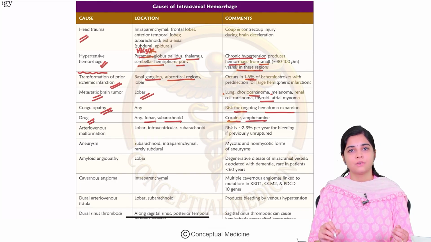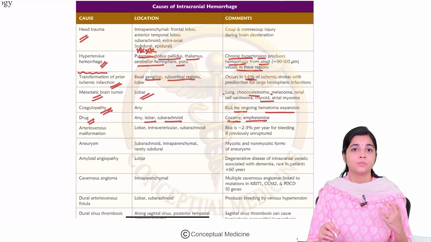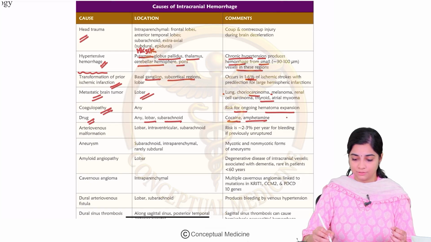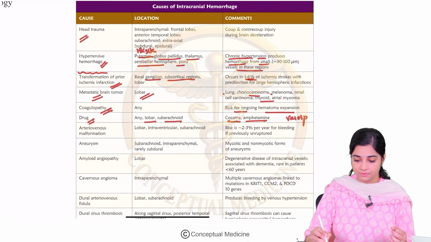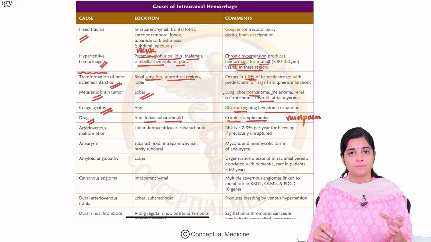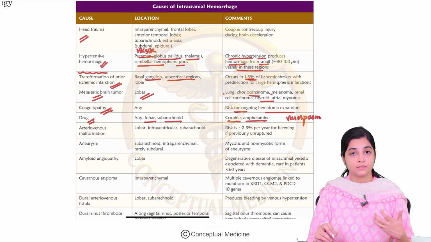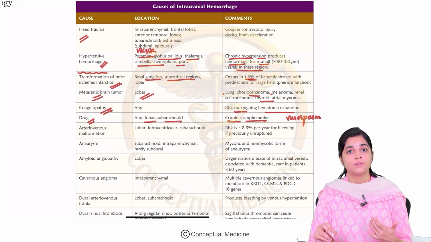Why do these cause hemorrhagic strokes? Because cocaine and amphetamine have sympathomimetic activity and they can cause vasospasm. When these vessels go into a sudden vasospasm or vasoconstriction, there can be bleeding into the parenchyma. So cocaine and amphetamine, which are illicit drugs, can cause hemorrhagic strokes.